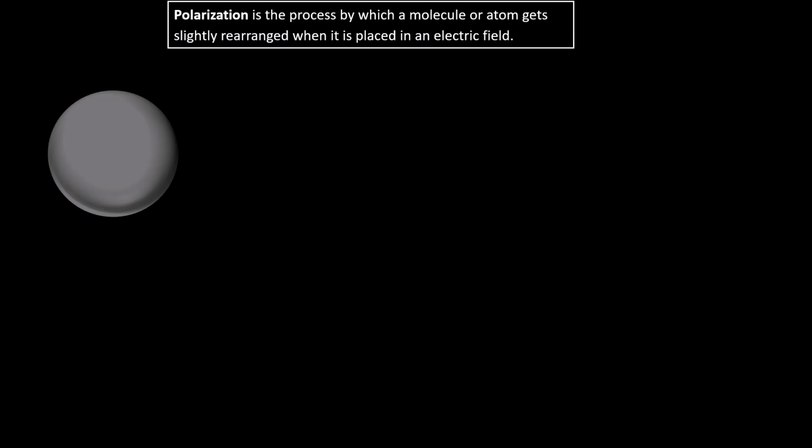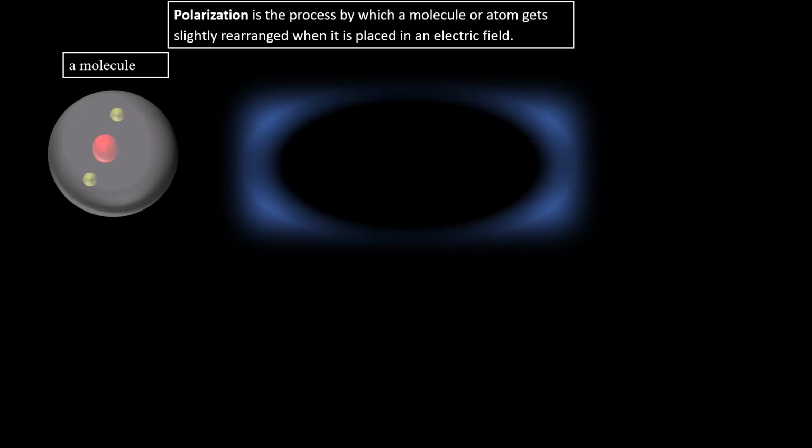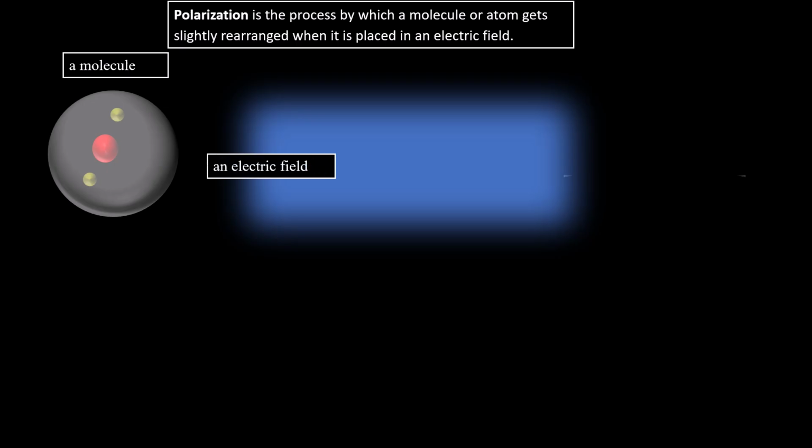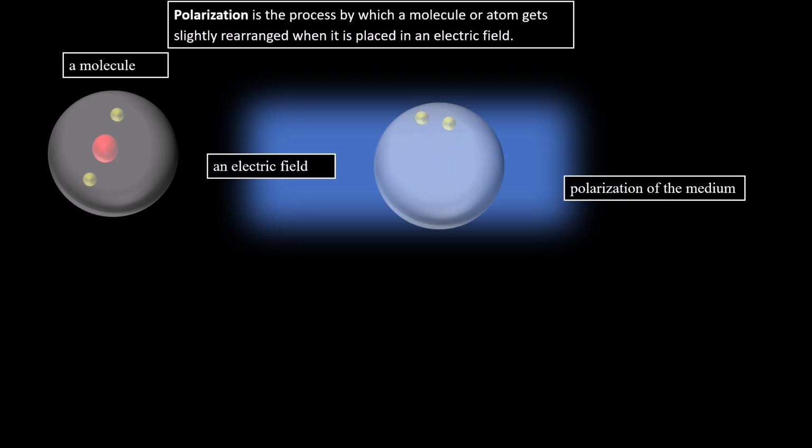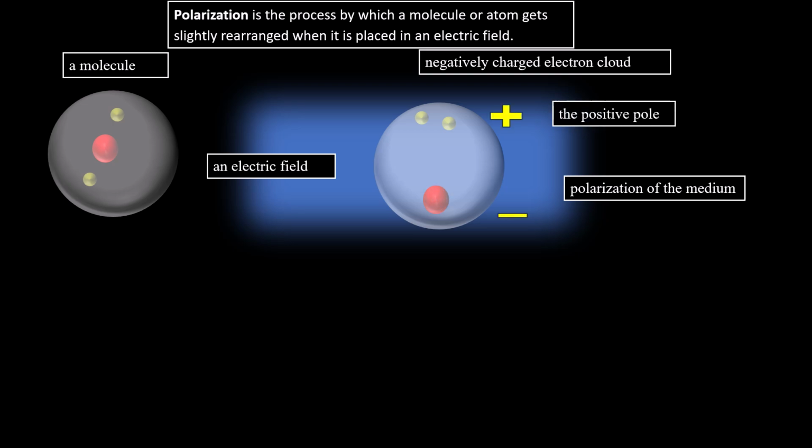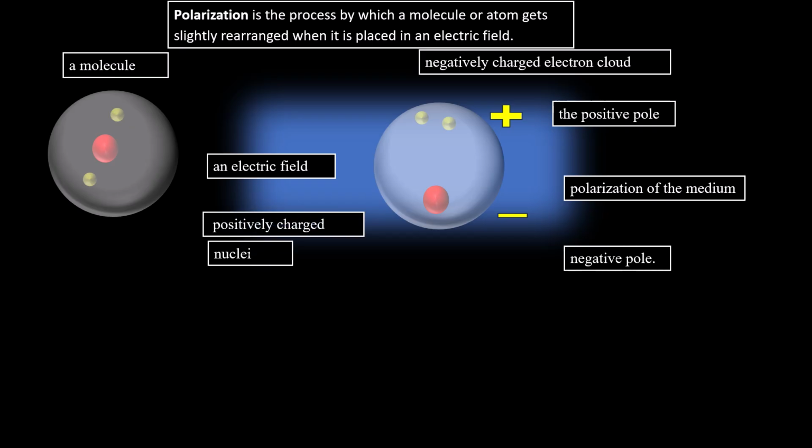Polarization is a process by which a molecule or atom gets slightly rearranged when it is placed in an electric field. Now, when a molecule is placed in an electric field, polarization of the medium takes place as the negatively charged electron cloud is being attracted towards the positive pole, and positively charged nuclei being attracted towards the negative pole.